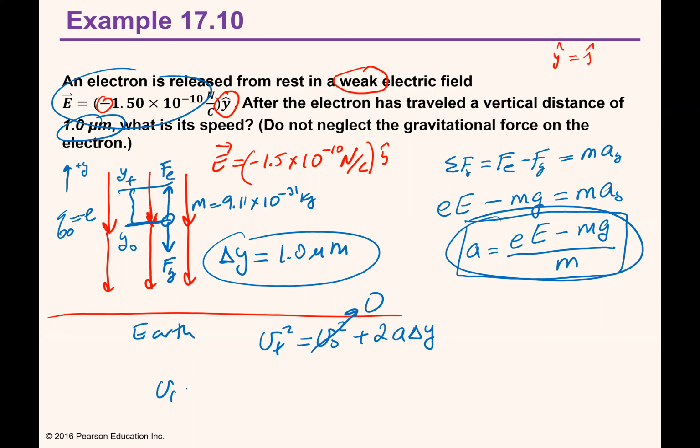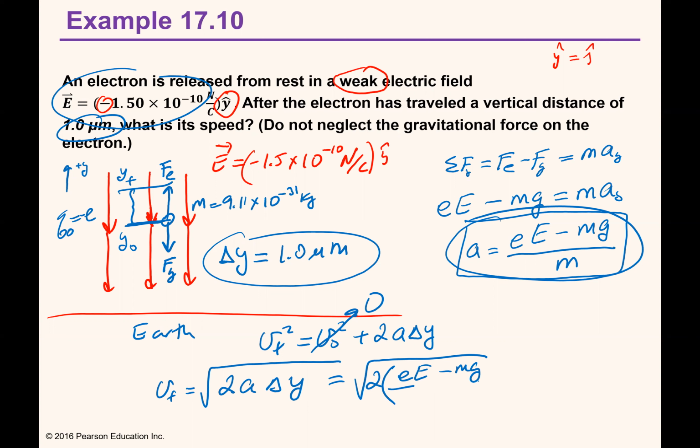Then what I can say here is V final equals the square root of 2 times acceleration times delta y, which equals the square root of 2 times, well, acceleration, now I can write it like this: charge times electric field minus mg divided by mass, then times delta y. And I can do this calculation. Okay, so from here, all I have to do is just plug in the values and calculate. And technically I have all this in the lecture notes, so you can follow the calculation over there.